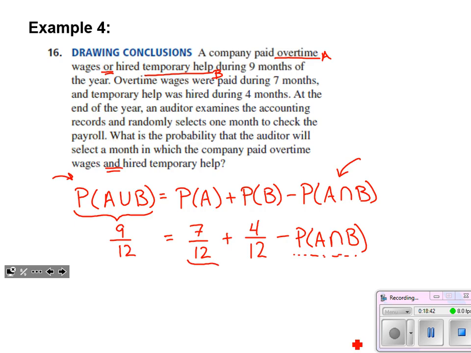All right, well, on the right-hand side, I do have 11/12. Again, very fortunate to have common denominators. So if I subtract those 11/12 from both sides, I have -2/12 equals negative probability of A and B. So that means the probability of A and B is +2/12, or 1/6.